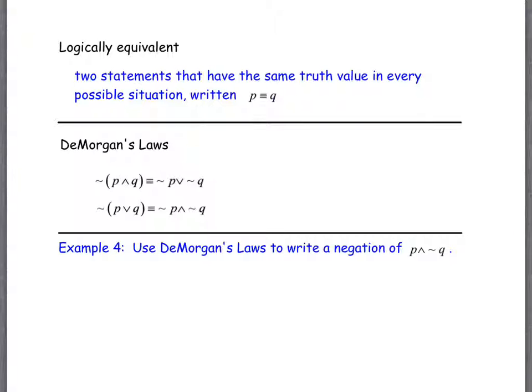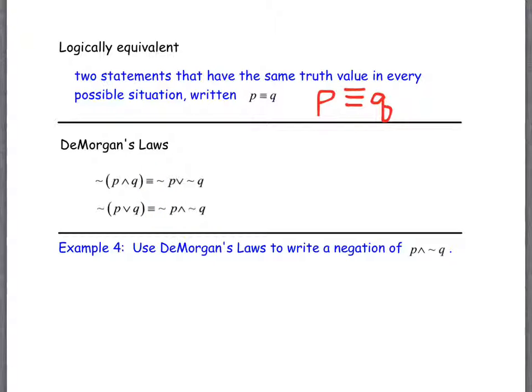The way that we write that is with 3 lines, kind of like an equal sign, but there's 3 lines between the P and the Q. I know it's really small, but it looks like this. Okay? De Morgan's laws do in fact create just that. They give us 2 statements that are logically equivalent.